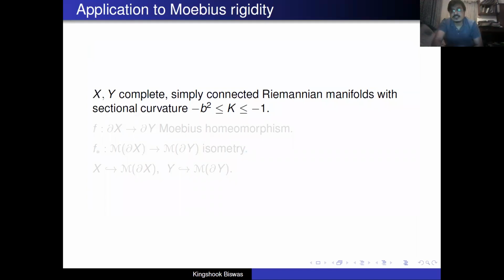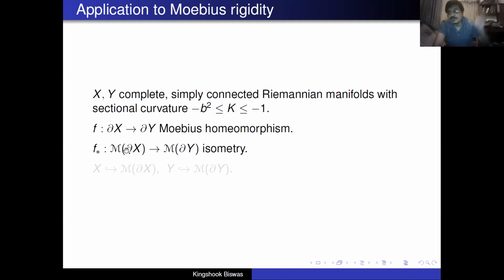And so, to finish, let me give an application of these Moebius spaces, these maximal Gromov hyperbolic spaces, to the problem of extending Moebius maps to isometries for manifolds. So suppose X, Y are complete simply connected Riemannian manifolds with pinched negative curvature in between minus b squared and minus 1. Then let F be a Moebius homeomorphism from boundary X to boundary Y. Then we know that F star from M of ∂X to M of ∂Y is an isometry, which is just the push forward of antipodal functions.